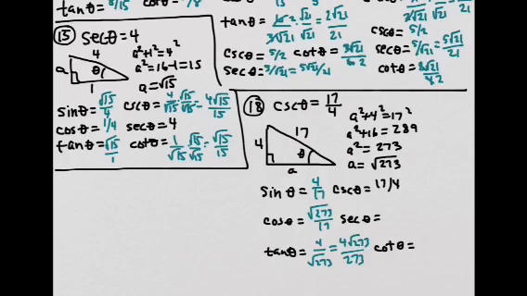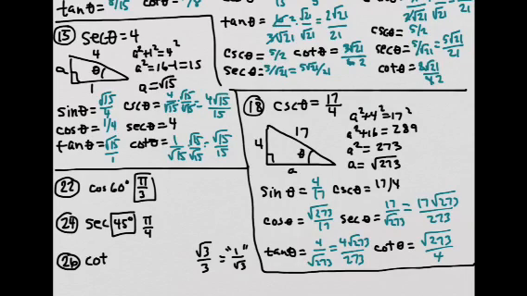Secant, it's 17 over square root of 273, but after you rationalize, it's 17 radical 273 over 273. Okay, and then for cotangent, you just take the reciprocal of tangent. So I have two options for tangent, this one or this one. Well, I'm going to flip this one because then I'm done in one step. So it's going to be square root of 273 over 4.